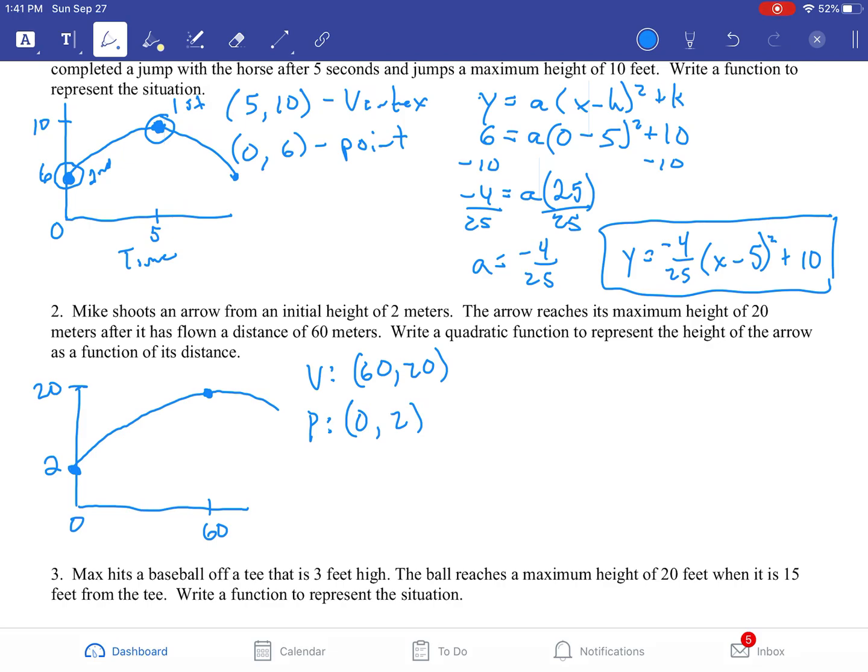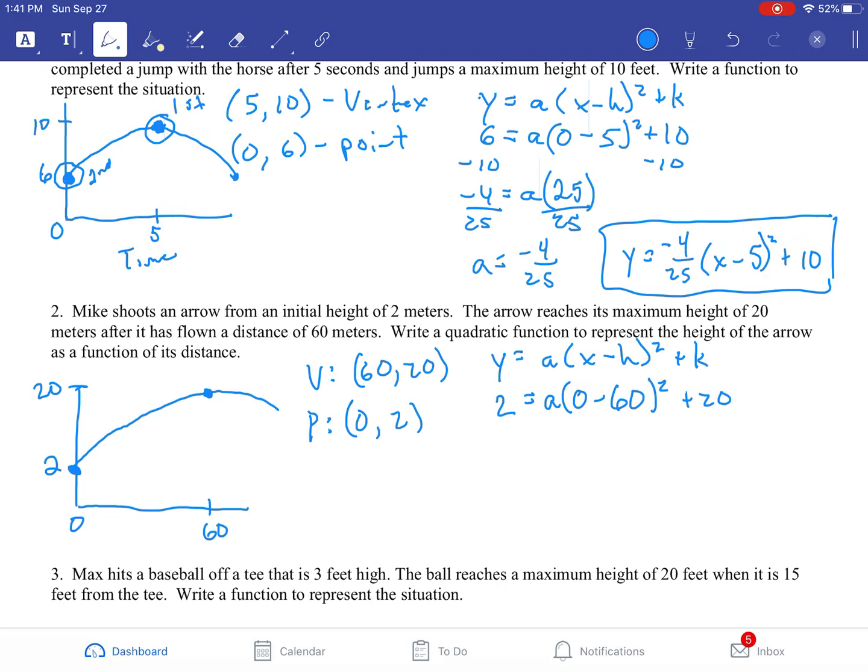All right, so now what we can do is basically the same thing we've been doing, which is to put that information into our equation to solve for the a value. So again, I'm going to write out the equation. y is equal to a(x minus h) quantity squared plus k. All right, so our values are h is 60, the k is 20, the x is 0, we're looking for a, and the y is 2.